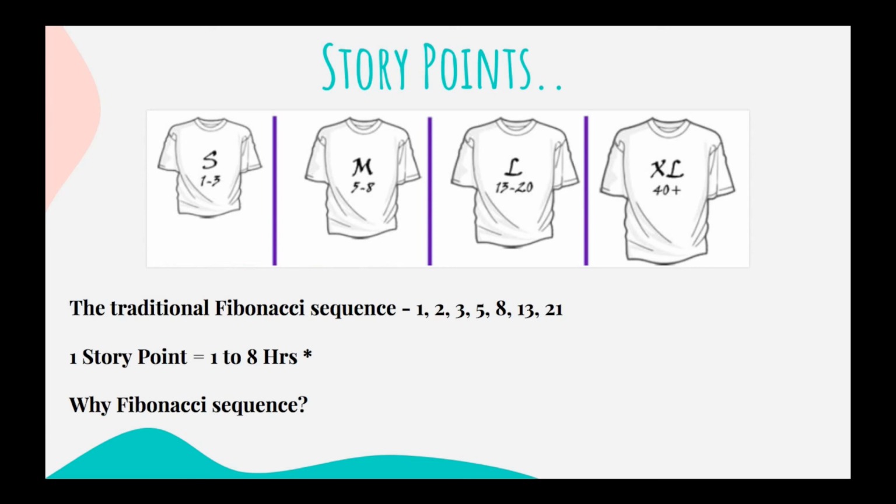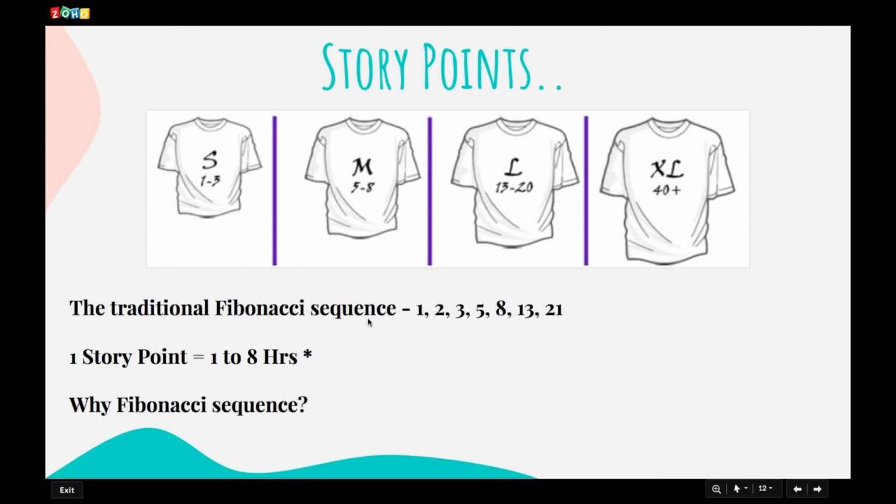If you look at the story points, it's in the Fibonacci sequence, which starts from 1, 2, 3, 5, 8, 13, 21. The interesting point is that the addition of the two consecutive numbers gives the next value. If you see 2 plus 3, 5; 5 plus 3, 8; 8 plus 5, 13; 13 plus 8, 21.